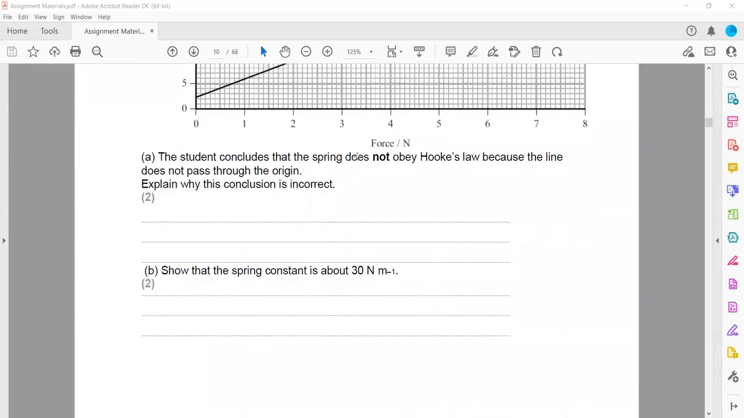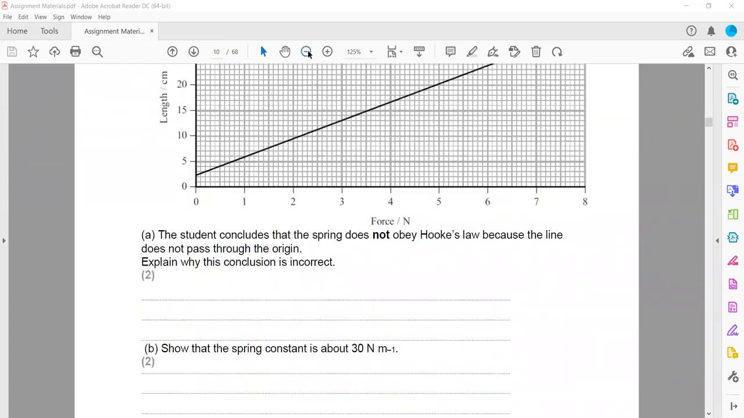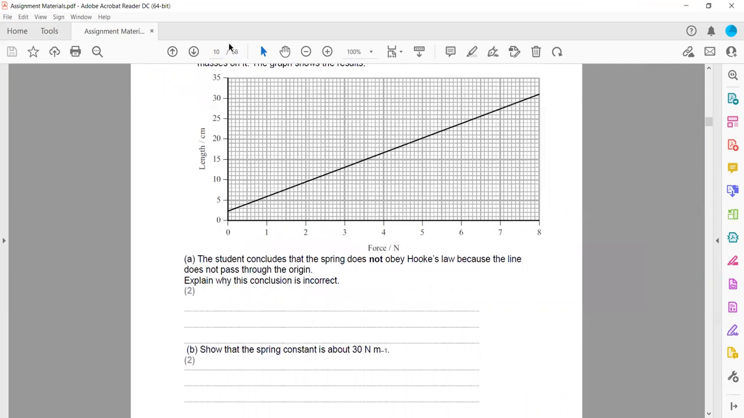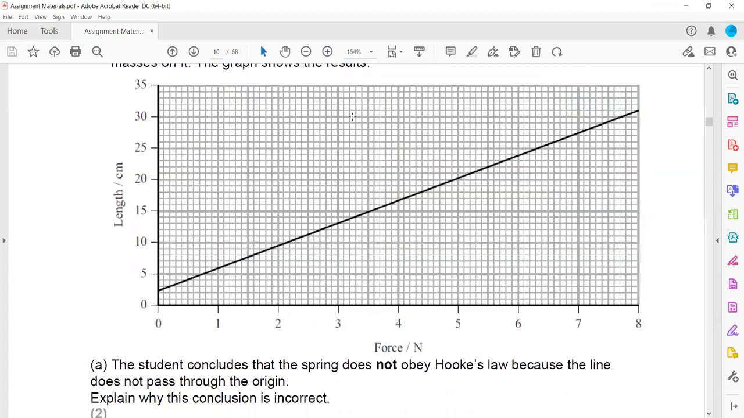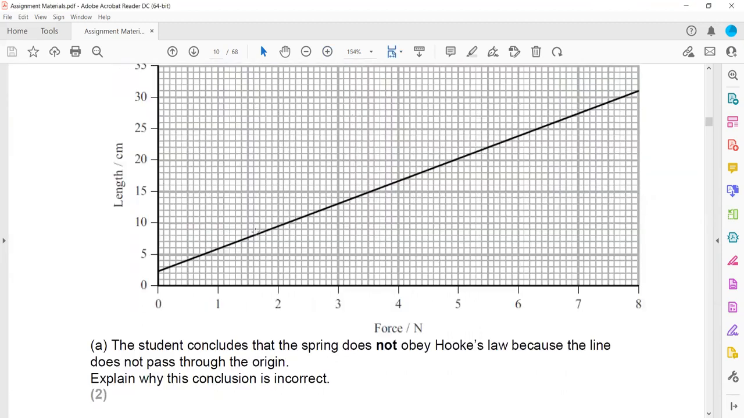Show that the spring constant, or the value of k, is about 30 Newton per meter. So again, we have to use the graph. When the force is 0, when no force is applied, it is about 2.5. That's the first one.